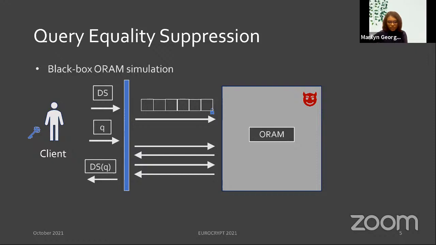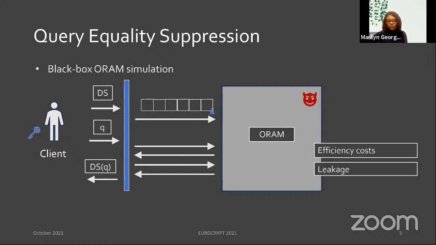Now, as you can see from this diagram, the solution introduces efficiency costs. It could introduce storage overheads. It could introduce round trips. And it could also introduce some leakage depending on which data structure is being simulated. But overall, this is a general purpose technique that could be used to suppress the query equality.